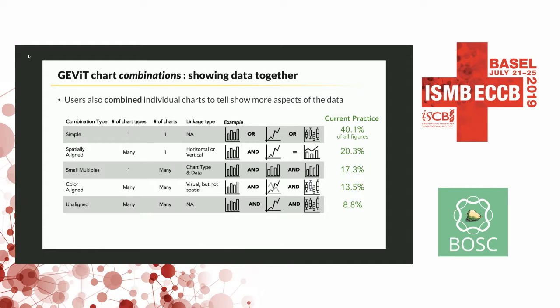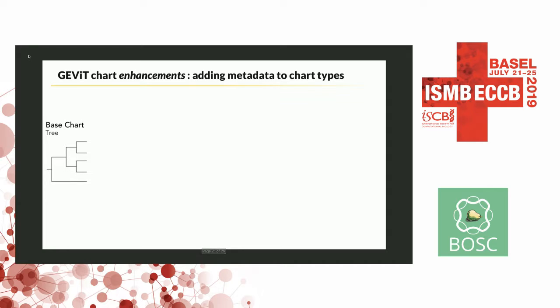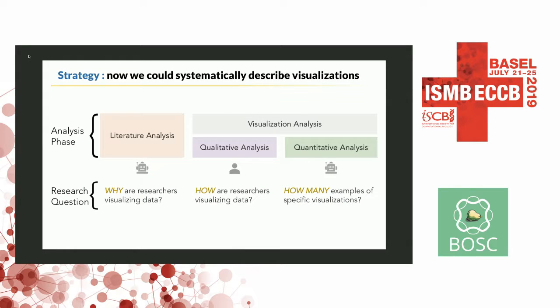Very rarely were people just throwing things together, which is our unaligned combination. We also saw that people enhanced things in very specific ways. So you'd have a base chart type, you might recolor the lines, add points, or add annotations. So this was our method.